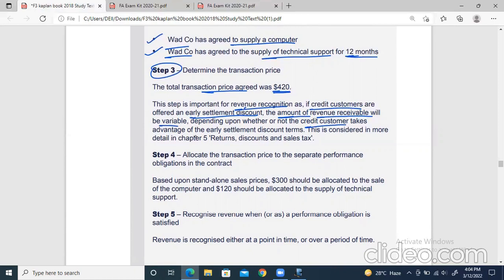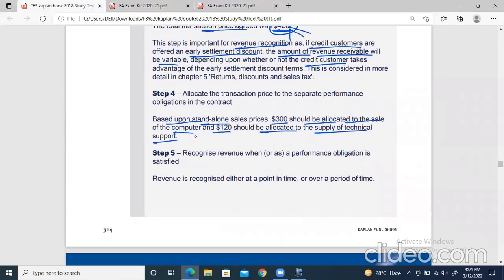Now, step 4 was to allocate this transaction price into the performance obligations, right? So, based upon standalone prices, $300 should be allocated to sale of computer, and $120 should be allocated to the supply of technical support. This was also written in the question. We just have to follow the steps. So, step 5 was recognize revenue as performance obligation is satisfied, right?